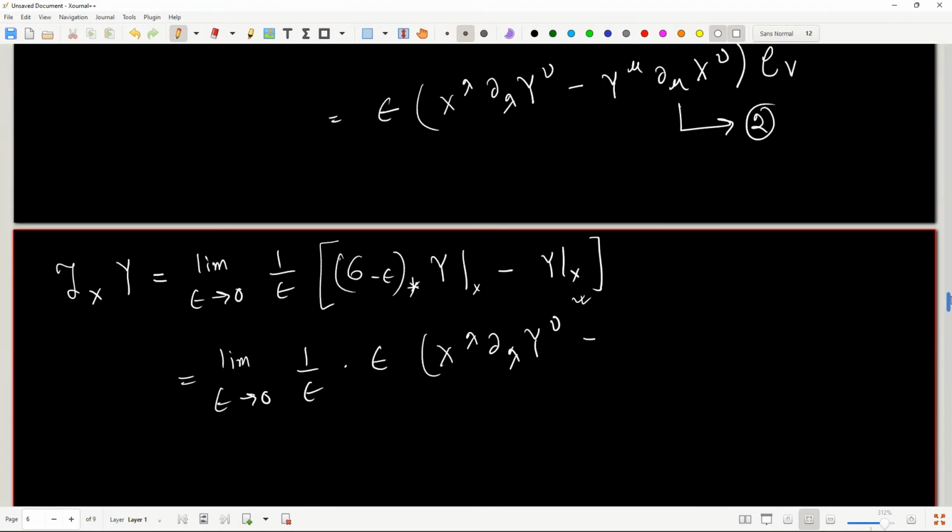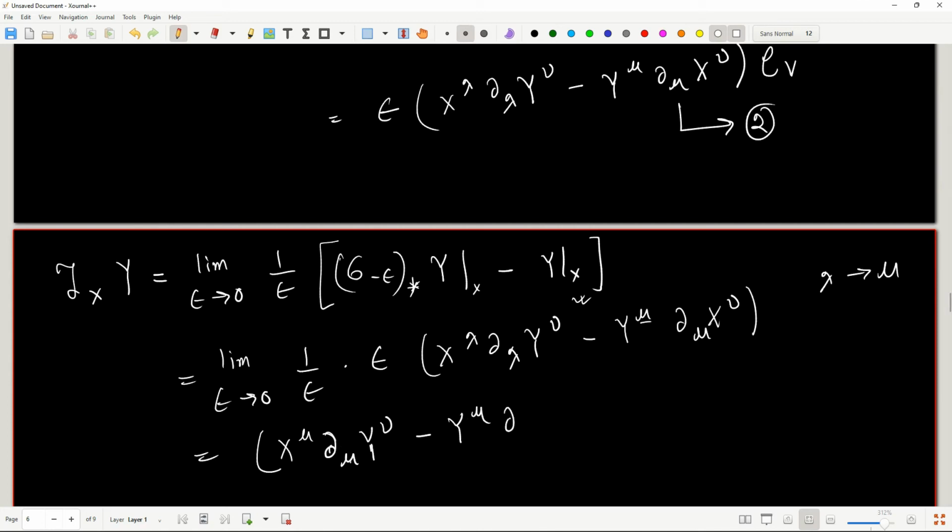Minus y of mu del mu x of mu. And you can even change this lambda to mu if you want. It's a dummy index, it really doesn't matter. Or you can change these mu's to lambdas. So these two cancel each other out, the limit goes away. So if I take this substitution, lambda goes to mu. This is just x mu del lambda y mu minus, sorry, it shouldn't be lambda, it should be mu. Yeah. And then I have y mu del mu x of mu.